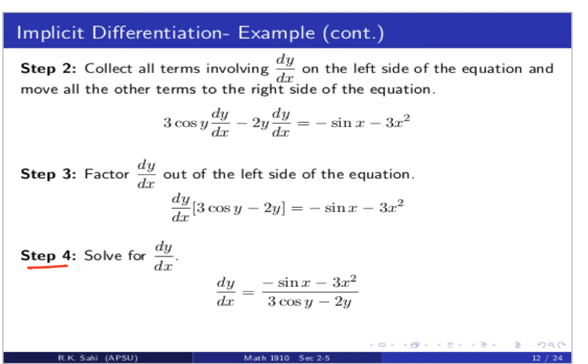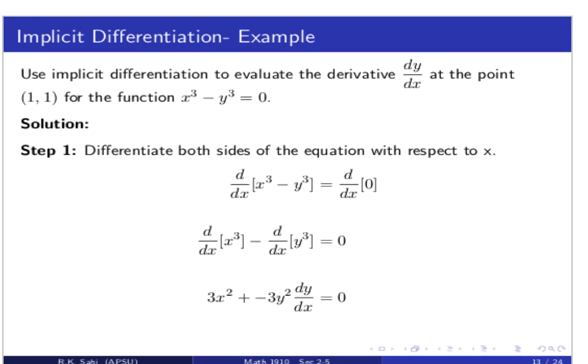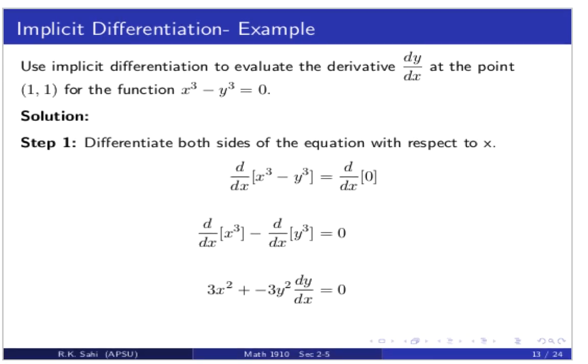Okay, let's look at one more problem. This time we're going to add a little extra feature to it. It says, use implicit differentiation to evaluate the derivative dy by dx at a point for the function x cubed minus y cubed equals 0. So before we can actually evaluate the derivative, we have to first differentiate.